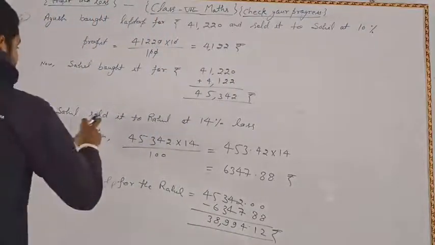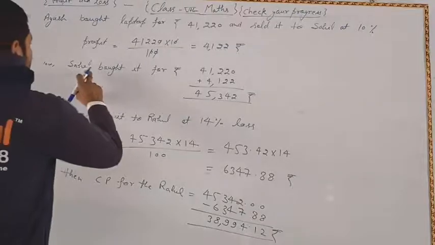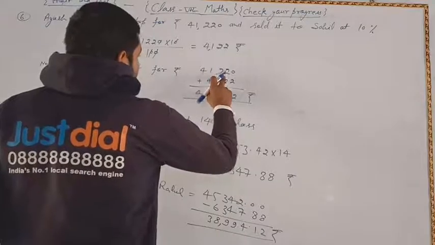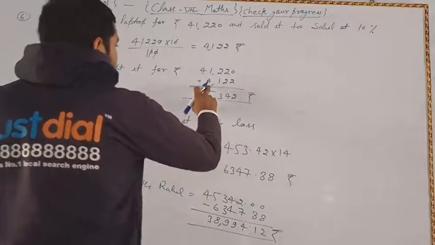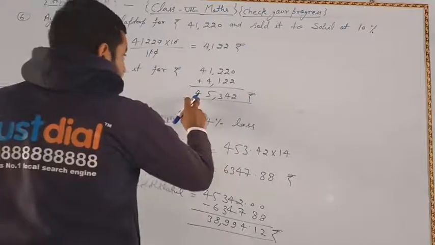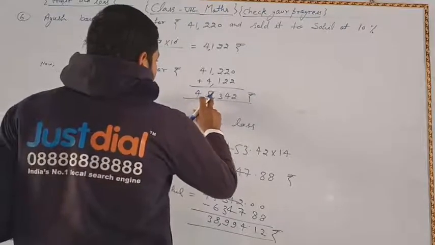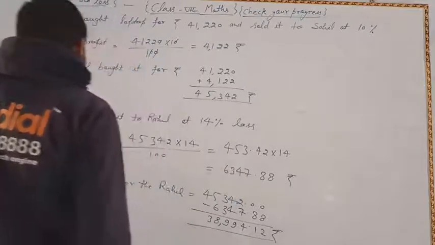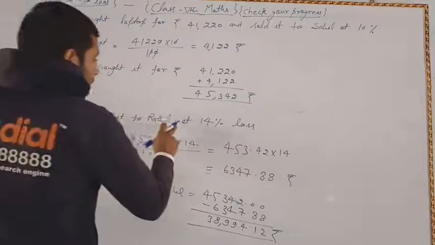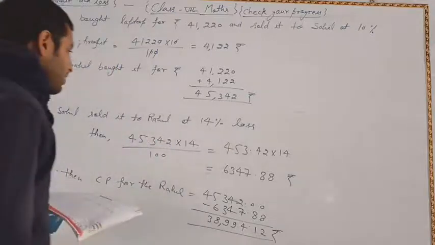Okay. Again, it is given in the question that Sahil sold it to Rahul at 14% loss. Then again, now Sahil bought it for rupees 41,220 plus 4,122. Then CP became 45,342 rupees.